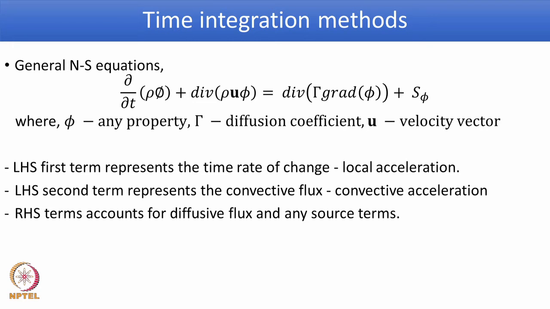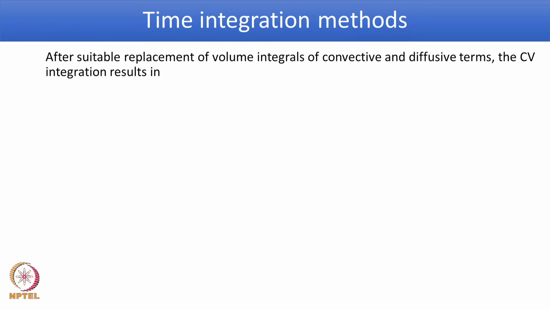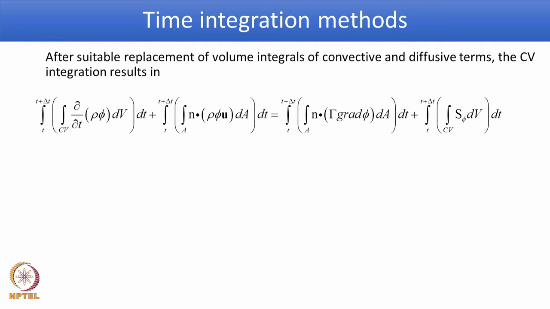To recognize the terms, on the LH side, the first term represents the time derivative change, otherwise called local acceleration. The second term is a convective flux, and on the right side the diffusion term or any other source term. So, we perform the time integration on the control volume. After suitable replacement of volume integrals of convective and diffusion terms, the CV integration results as shown here.